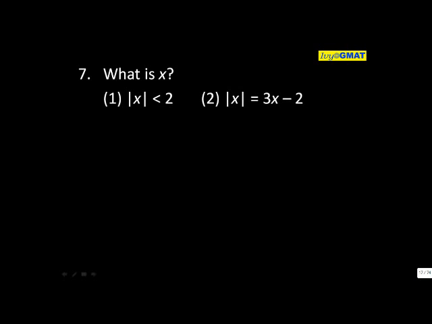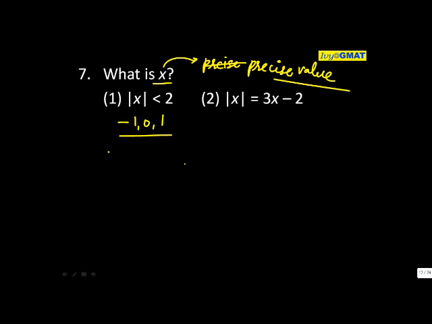Let's see question number 7. You are asked what is x, that means I want precise value or not? Precise value. Mod of x less than 2 can be satisfied by x is equal to minus 1 also, 0 also, 1 also, etc., etc. So many values. Actually infinite values will satisfy it. It's a range. Whenever there is a range, infinite values will satisfy it, decimals and so on. So the first statement alone is not enough. We'll look at second statement alone.